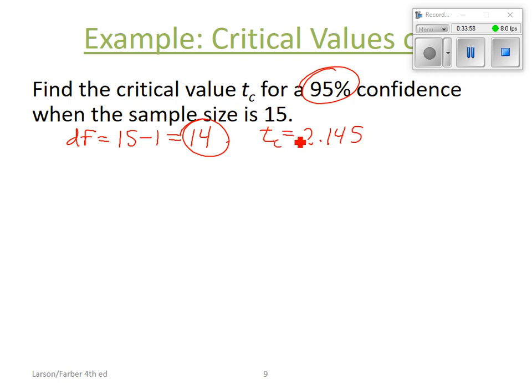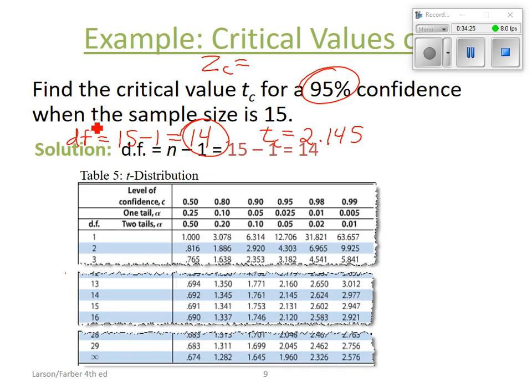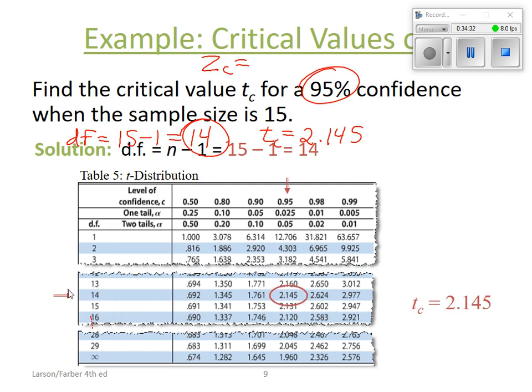Just like the last stuff we were doing, that was our critical value, but it was a Z. Now it's t sub c, 2.145. So when we were finding the critical values over here, and we got 1.645 or whatever, same idea, just there's more of them. So that's our critical value, 2.145. Go down to 14, over 95, and it's right there.